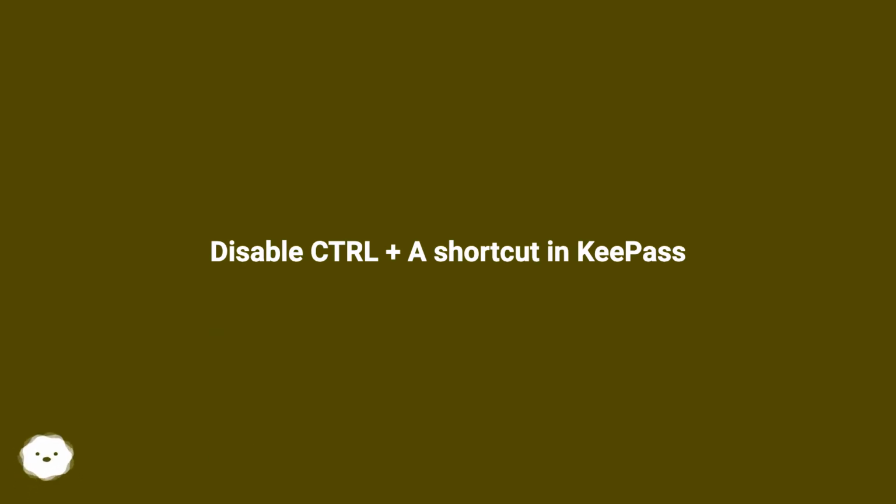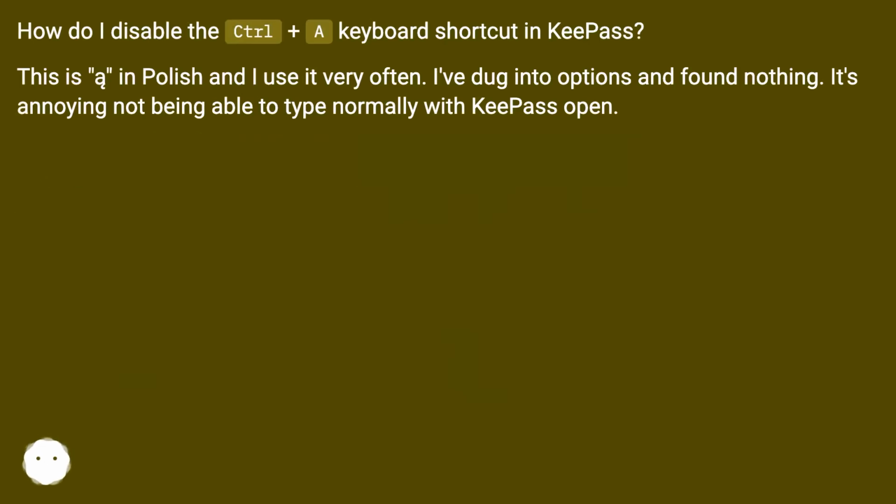Disable Control plus A shortcut in KeePass. How do I disable the Control plus A keyboard shortcut in KeePass? This is Ą in Polish and I use it very often. I've dug into options and found nothing. It's annoying not being able to type normally with KeePass open.